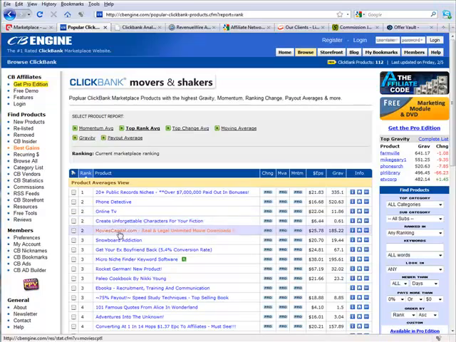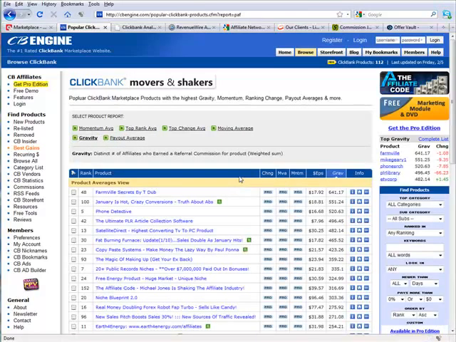Okay, so as you can see, there's lots of different ones here. There's Movies Capital, which allows real and legal unlimited movie downloads. There's Micro Niche Finder software. There's that get your ex-boyfriend back. Okay, so the other thing you can do is sort them by gravity. Okay, so this really gives us an idea of what the most popular markets right now on ClickBank are.